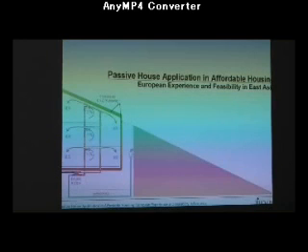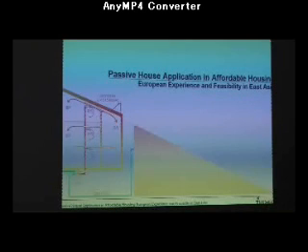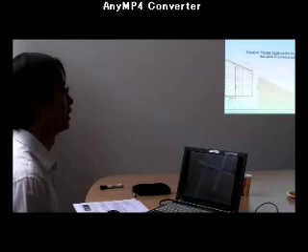My presentation is about the passive house application in affordable housing. This topic is mainly related to technology and also related to the social issue. It includes two cases of European countries and the feasibility of the application in Korea and China.